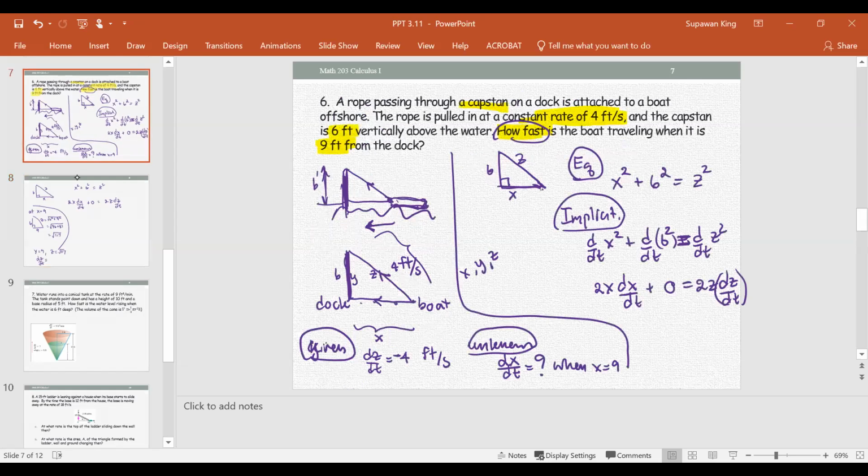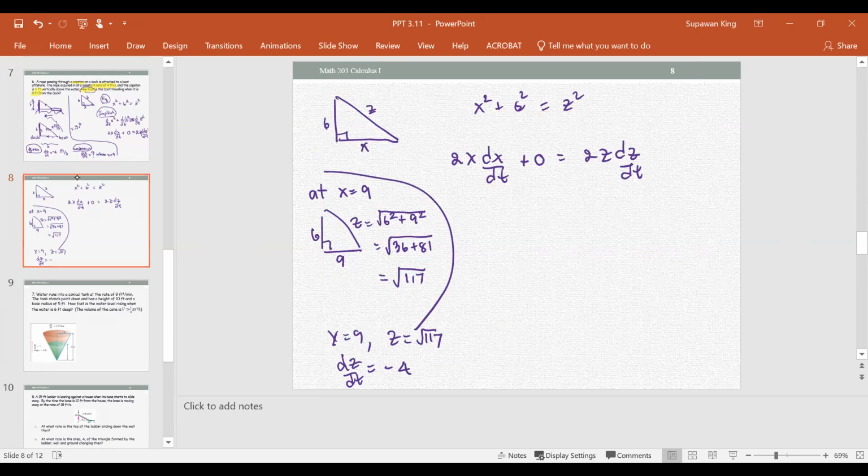negative 4 feet per second. Negative 4 feet per second. The negative sign is there because the boat is coming closer and closer to the dock, so the distance is decreasing. In the decreasing way, so we put a negative sign.